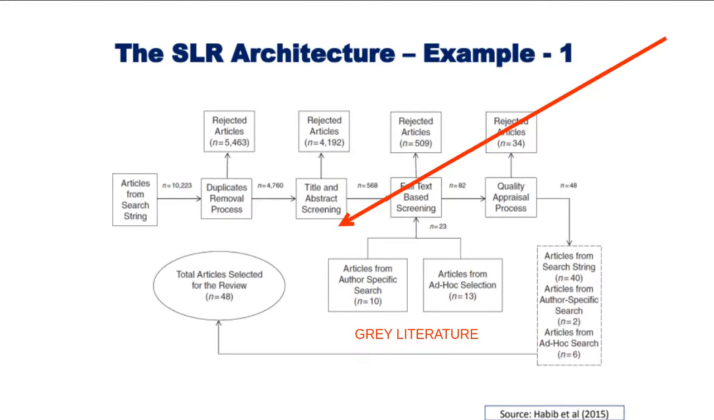We lost 34 articles here and were left with 48 articles. Of these 48 articles, 40 were from search strings, 2 were from author-specific search, and 6 were from ad hoc search, which is internet-based search. Then we say 48 articles were selected, or in your case, it will be 60.